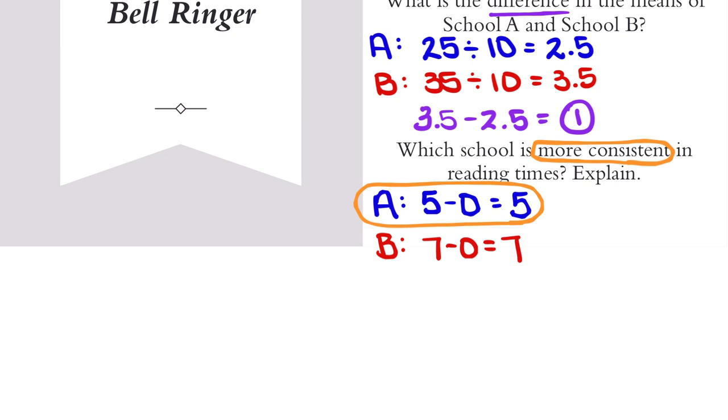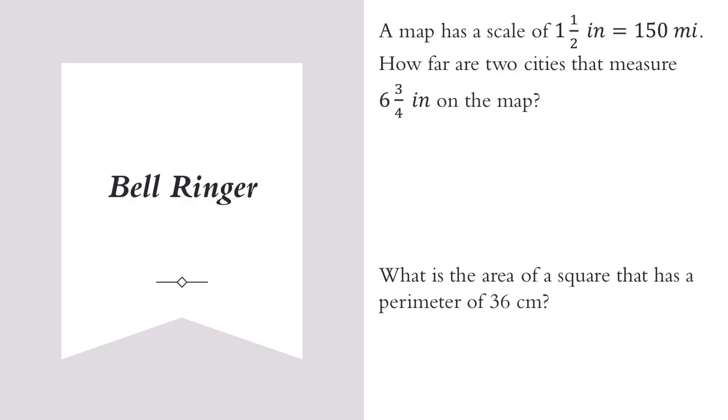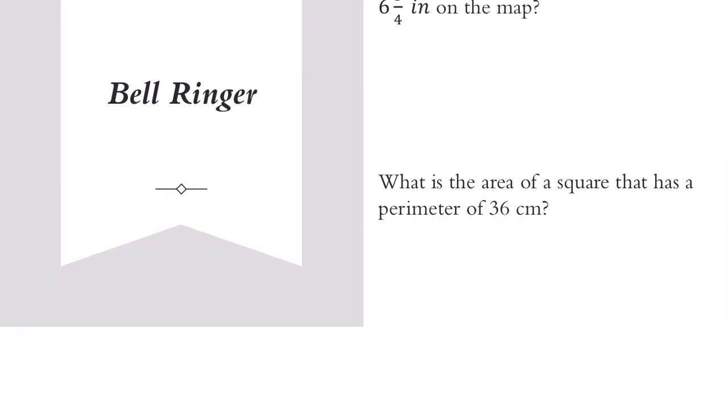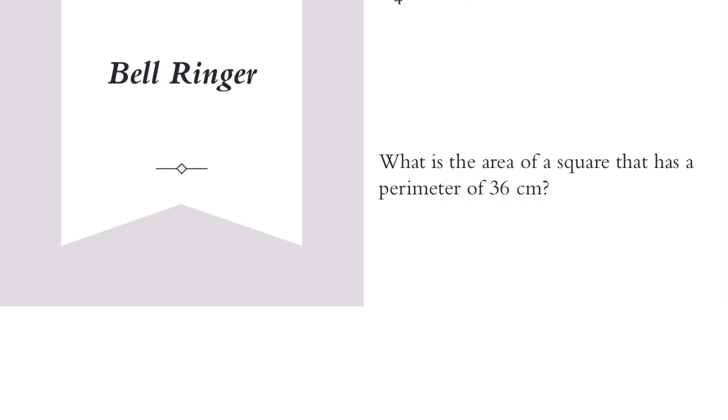Okay. We had 2 more bell ringers, 2 geometry ones. Let's start with the bottom one. And I do have a reason for that. The area of a square that has a perimeter of 36 centimeters. So we have a square. All sides are the same on the square. It says the perimeter is 36 and you are looking for the area.